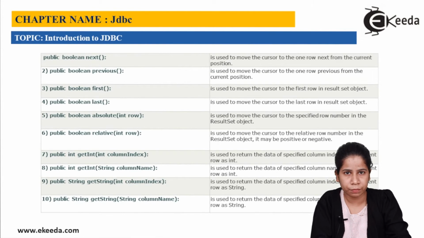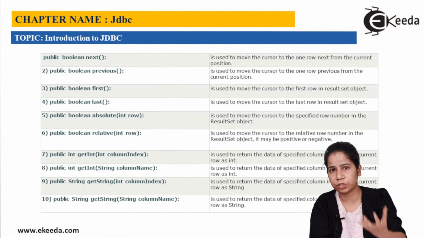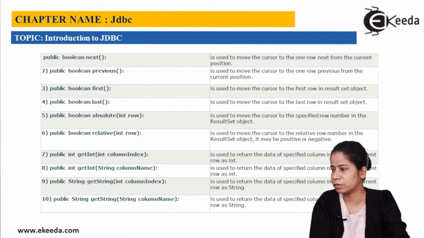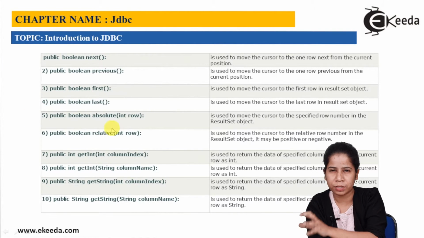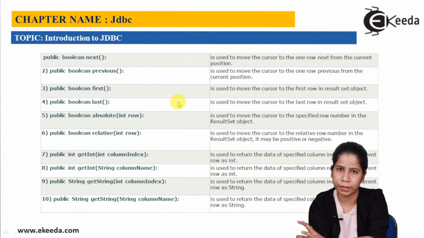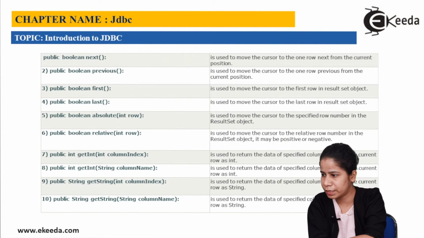But we have different methods to navigate and fetch the data, so let's see the methods now. The first method is public boolean next. As I told you, imagine this data is in a tabular format. It is not actually a tabular format in the object. This data starts from the second row, whereas my pointer always points to the row above it. So always remember, in a result set the pointer always points one row above where your actual data starts.